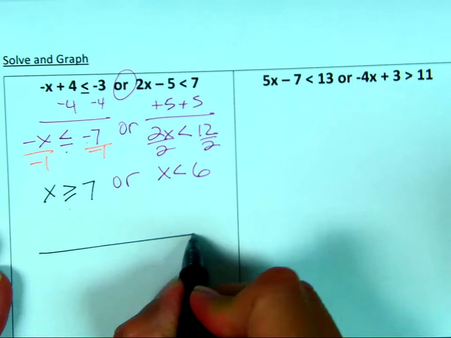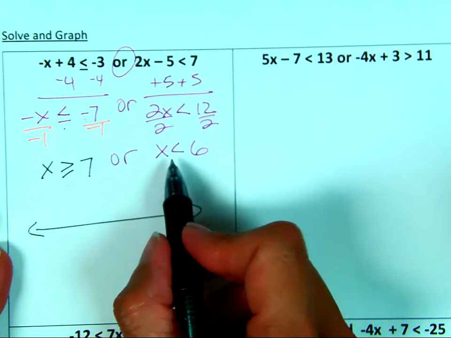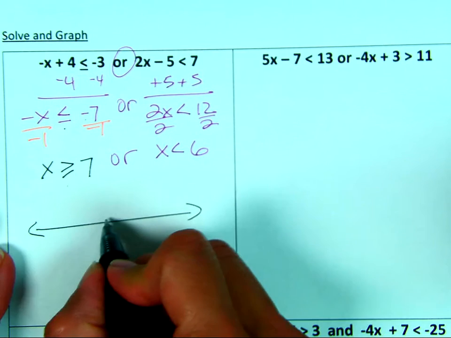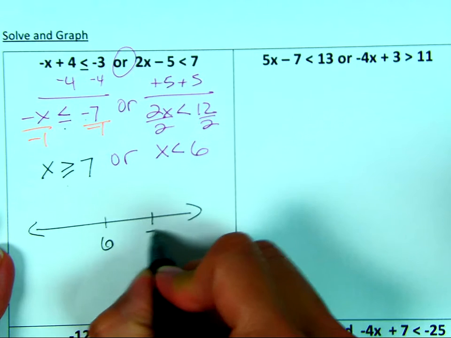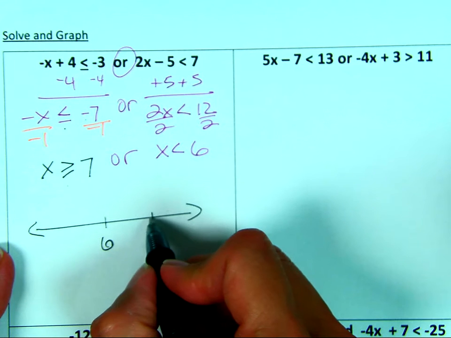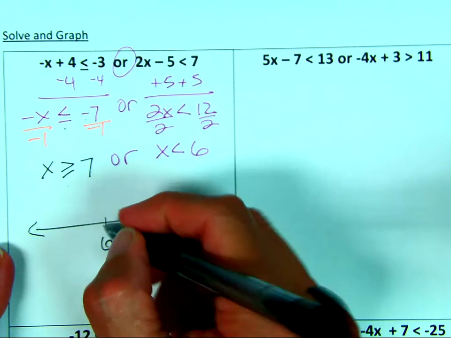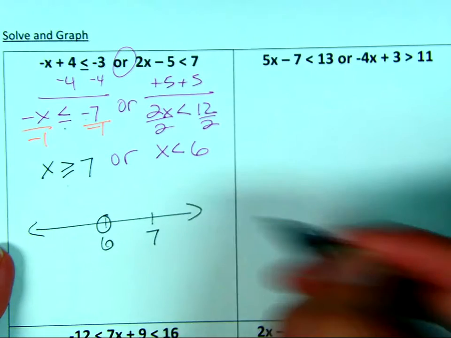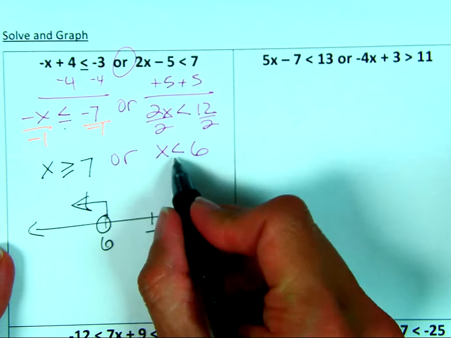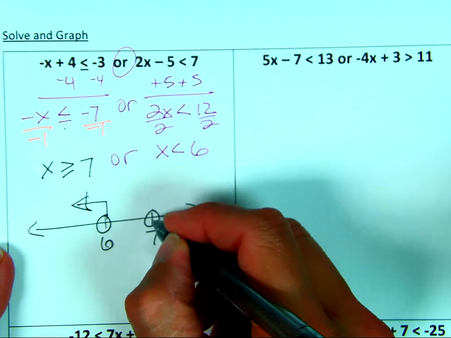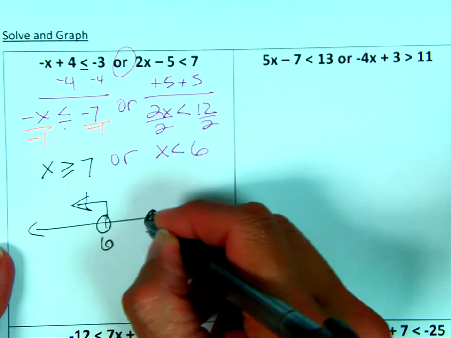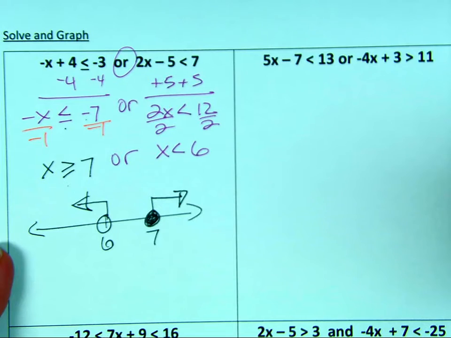So here's our number line. So x is 6, we'll separate 6 and 7. So what they're saying is that it's either less than 6, that way, or greater than or equal to 7, that way. So 6 has an open circle on it going that way because it says less than. 7 has a closed circle on it going this way. And that is our beautiful graph.